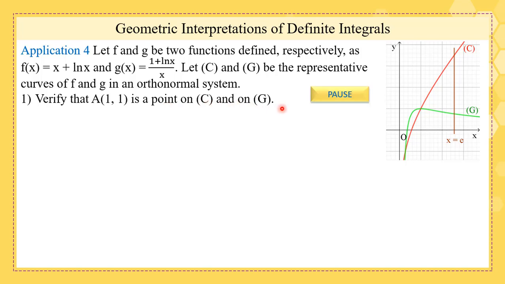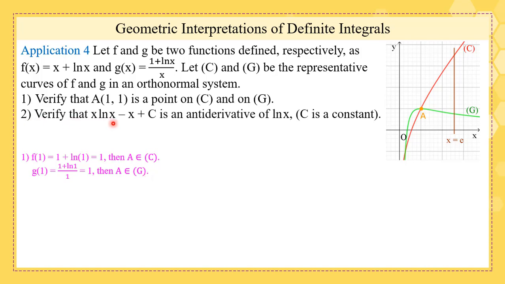Pause the video, then solve. Solution: f of 1 equal 1 plus ln 1 equal 1. Since ln 1 equal to 0, then A belongs to C. Same, g of 1 equal 1 plus ln 1 over 1 equal 1. Since ln 1 equal to 0, then A belongs to G.